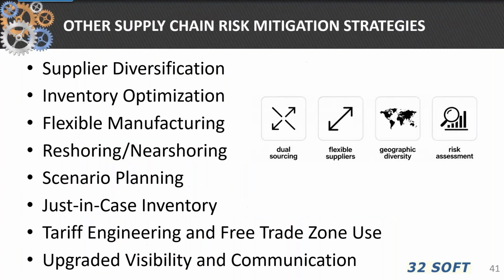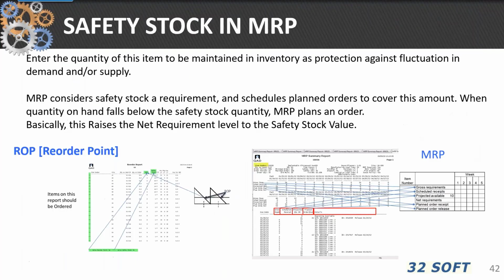In addition to the mathematical function of safety stock calculations, manufacturers should deploy additional tactics to build resilient supply chains. These might include supplier diversification, inventory optimization, flexible manufacturing, reshoring versus nearshoring, scenario planning, just in case, tariff engineering and free trade zone use, and upgraded visibility and communications, including increased use of artificial intelligence.